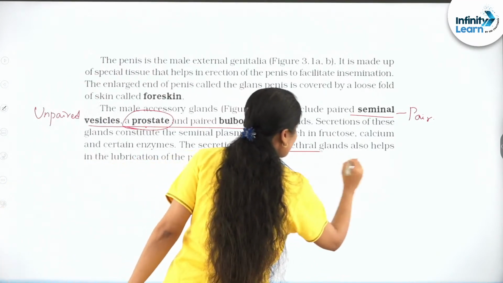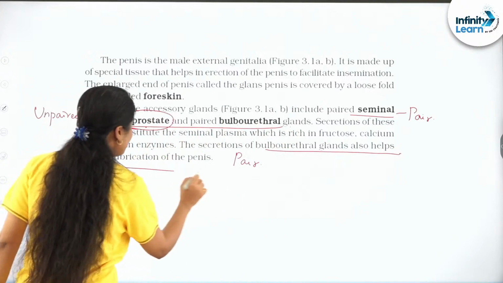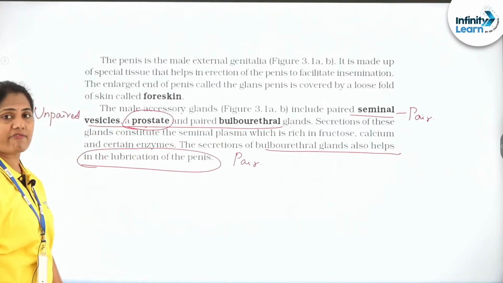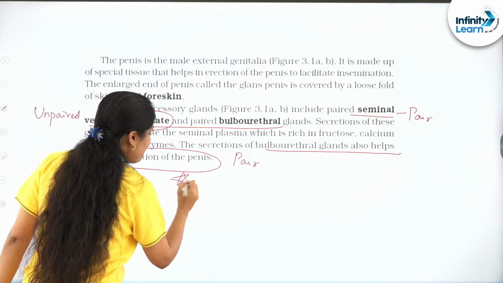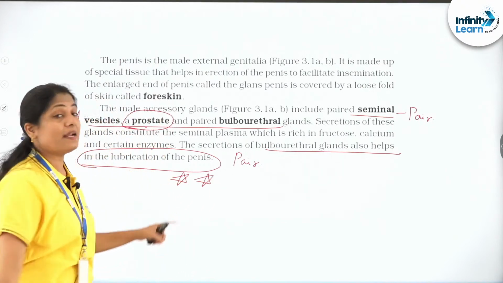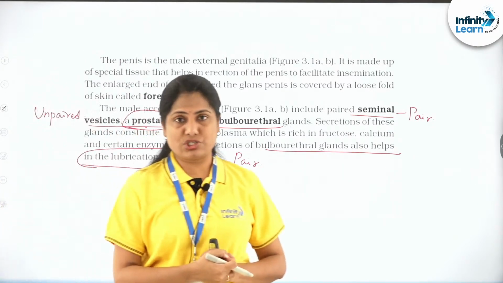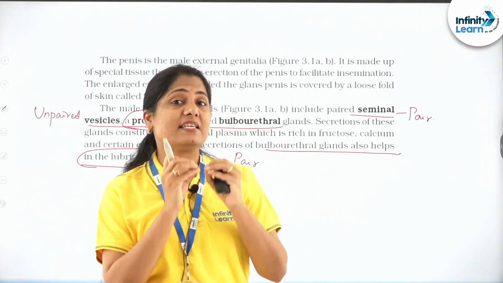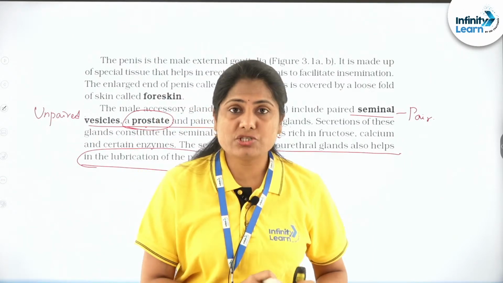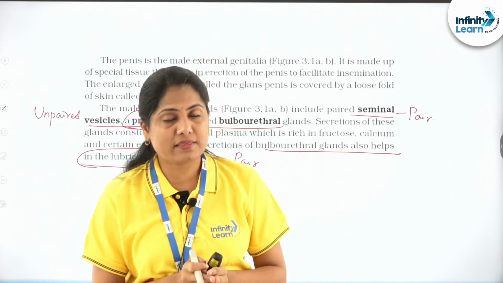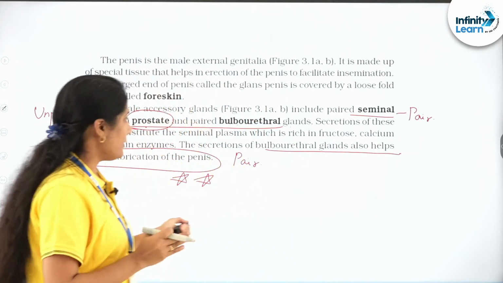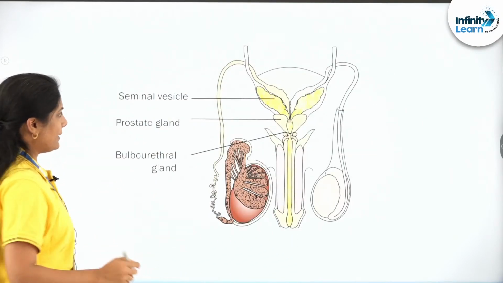The secretions of the bulbourethral glands help in the lubrication of penis. Quite simple and easy to understand and can be a NEET question. Lubrication of penis is by the secretions of bulbourethral glands, right? Let's look at these glands.